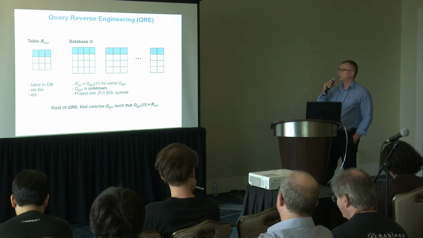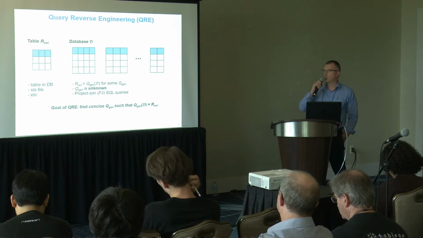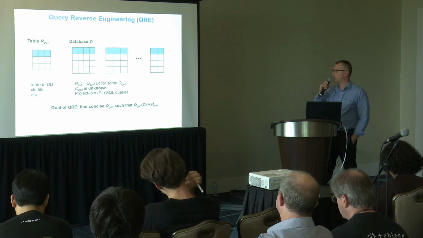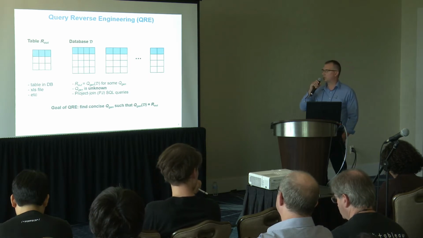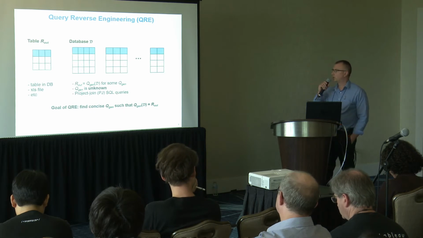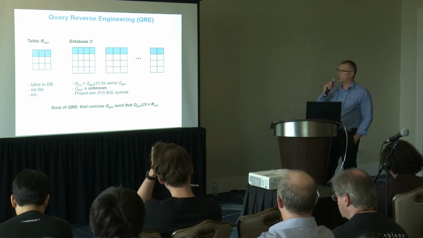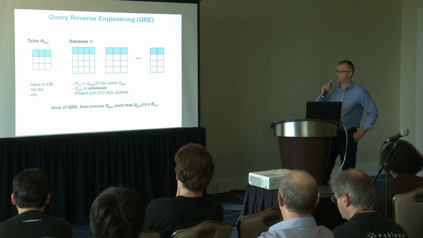So your task is to find a concise query QGen, such that if you apply this query QGen on the database, it generates the desired table Rout. And in this specific paper, we consider only project-join SQL queries.